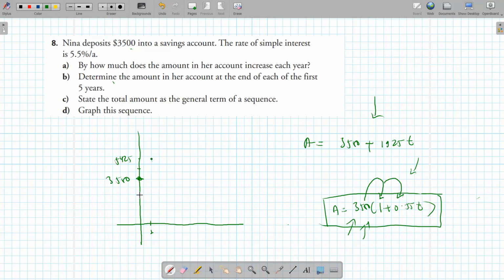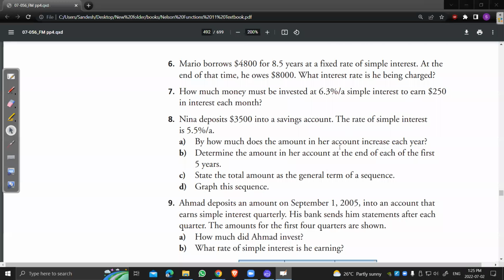So you go up by 1925 and then you go 1 to the right, and there we go. That's the point. And then you just connect the dots. You just need 2 points to graph a linear equation. So this will give you the amount over 2 years, after 5 years, everything. The graphical way is not going to be very precise, so that's why we have the formulas.